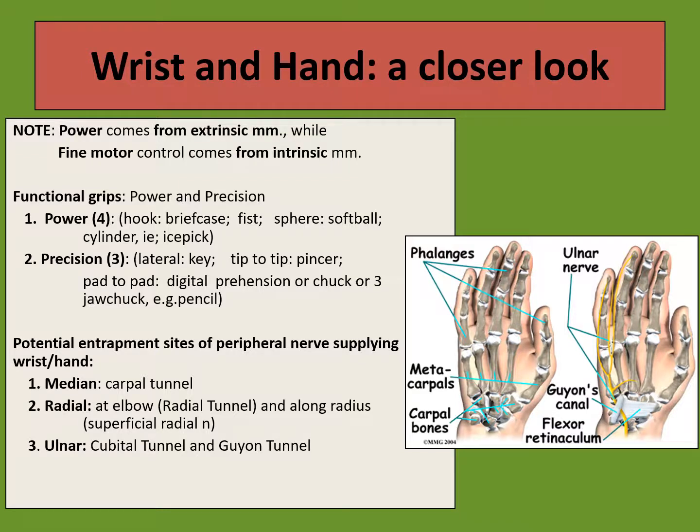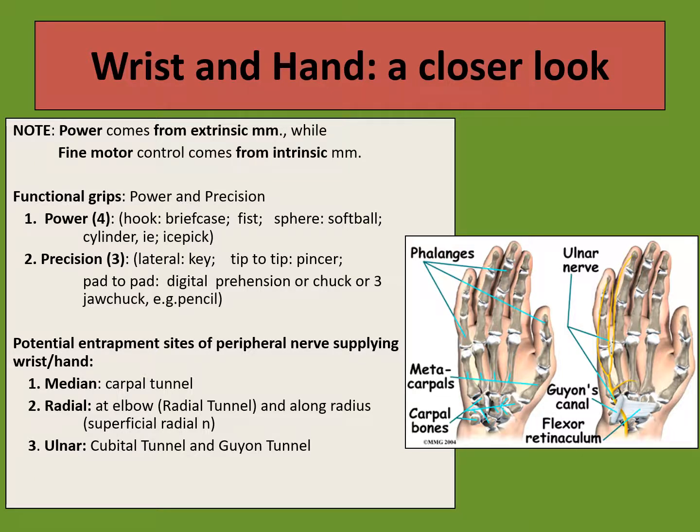Some grips that we should talk about, some for power, would be the hook, and you see briefcase listed there. So if you have your hand down at your side and imagine that you are holding a briefcase, that's the hook grip. The fist, I don't think that needs explanation. The sphere, so think about if you're holding a softball or a baseball, that's the sphere grip. And then the cylinder, I think of the ice pick, and the only time we think of ice picks is in scary movies, at least that's when I think of it, but that idea of the ice pick grip, as if they were going to be chopping at a big block of ice.